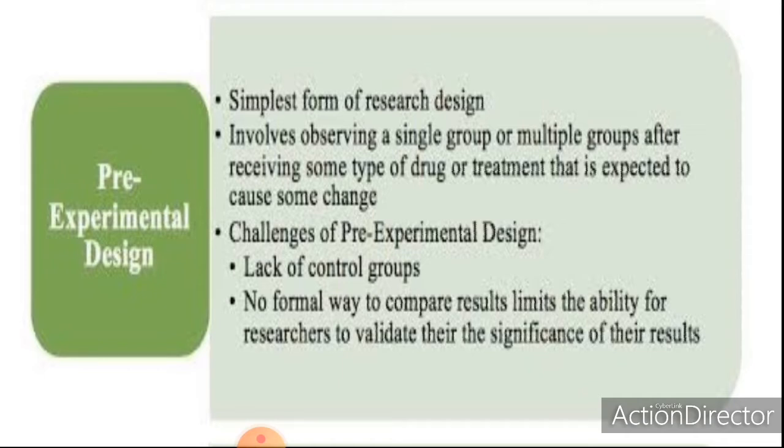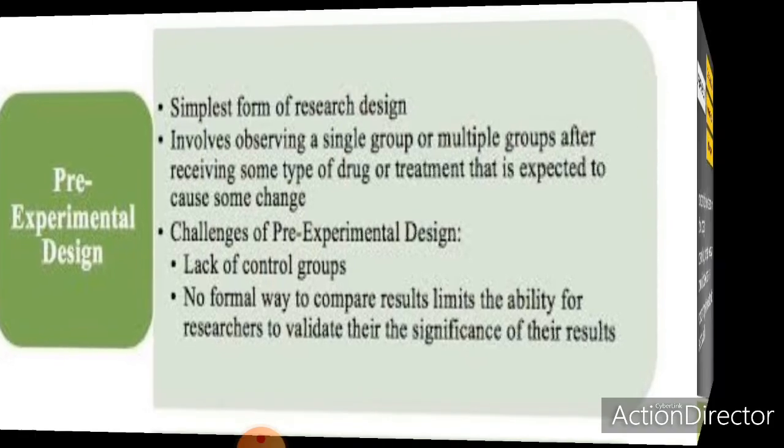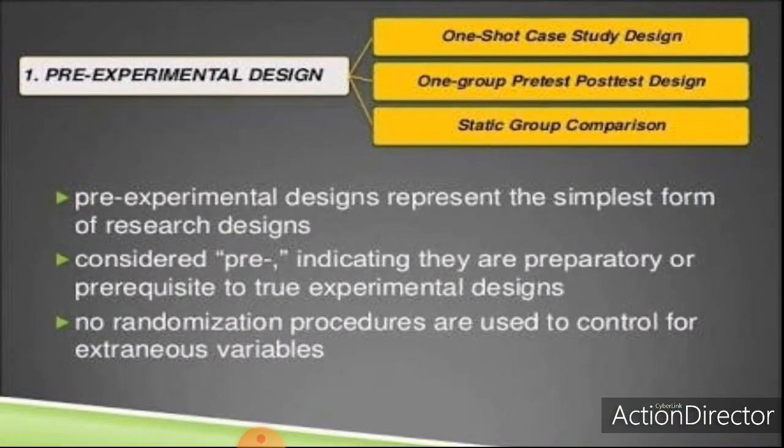Here, the researcher observes a single group or multiple groups and studies that group. This is the main aspect of pre-experimental design, which means here researchers study a single group or multiple groups after receiving some type of treatment that is expected to cause some change. The main feature of this design is absence of randomization.